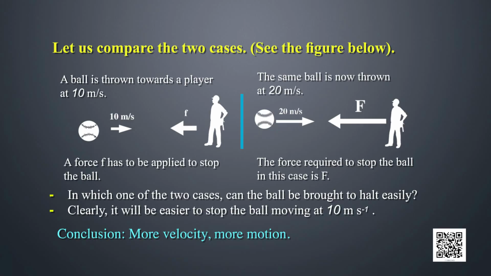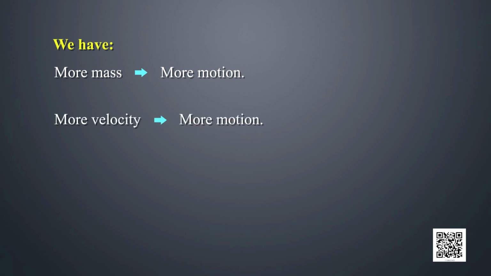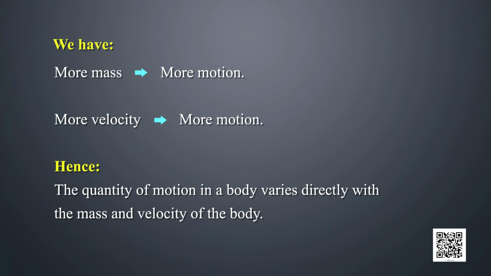In which of the cases can the ball be stopped earlier and easily? Clearly, the ball can be stopped more easily when it is moving at 10 meter per second. That is, smaller the speed, easier will it be to stop the ball. It leads us to the conclusion that a body with more velocity possesses or contains more motion. We have more mass, more motion; more velocity, more motion. Hence, the quantity of motion contained in a body depends directly on the mass as well as velocity of the body.